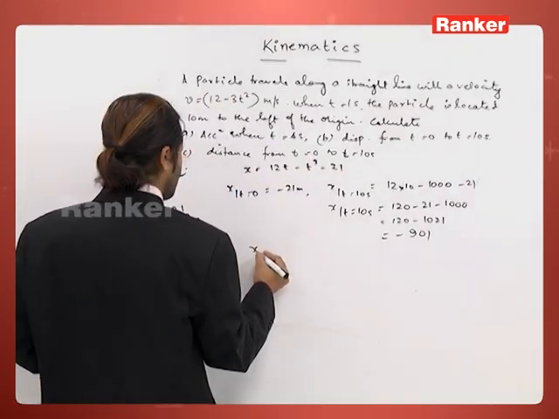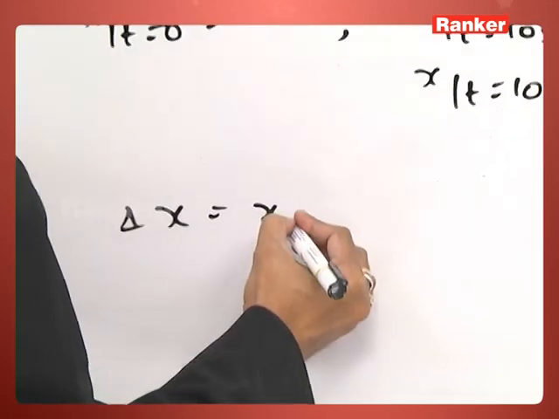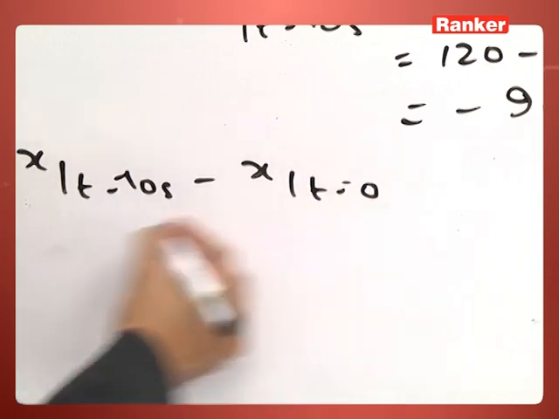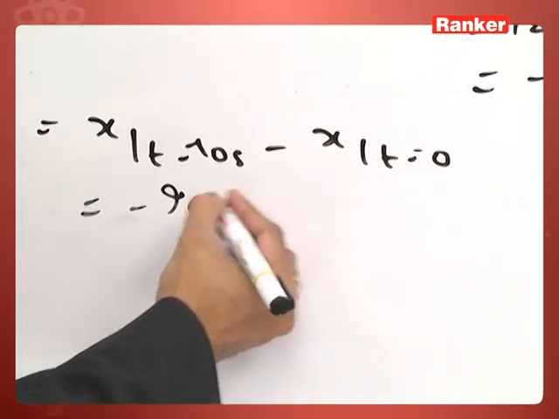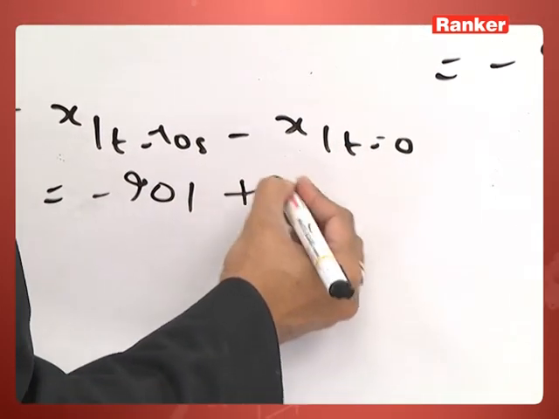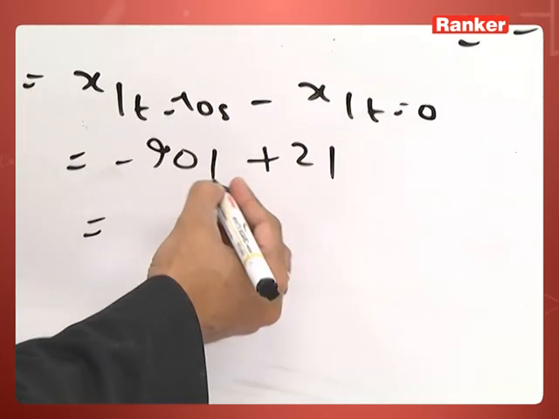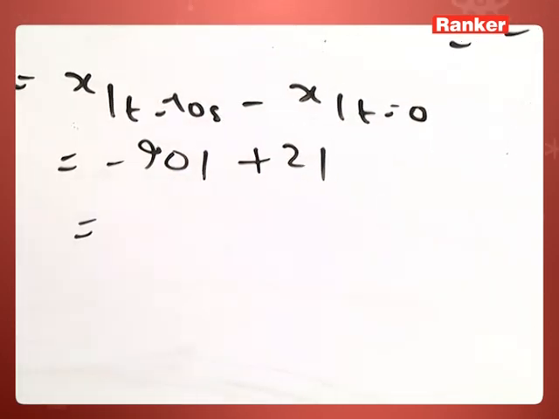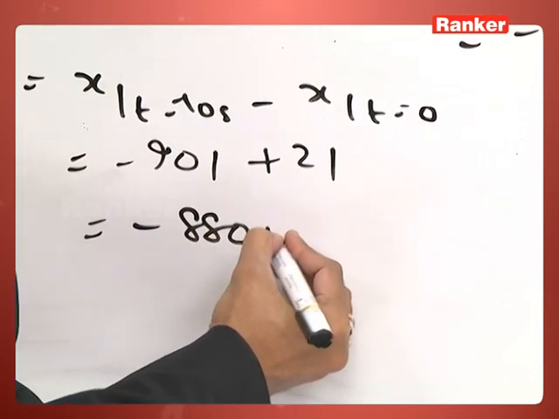So the displacement delta x is x at t equal to 10 seconds minus x at t equal to 0. So this is minus 901 minus of minus 21, plus 21. So 901 minus 21 gives 880. Now it's coming correct.